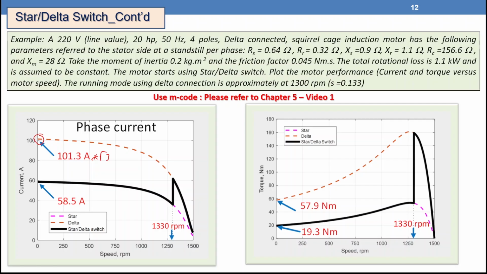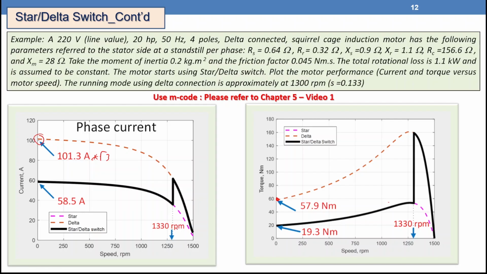Looking at the torque, if we have a delta connected motor, the starting torque is 57.9, we can say roughly 58 Newton meter. But in this case, you have a star connected motor at starting, so the starting torque dropped to 19.3 Newton meter. The ratio between this one and this one is 1 over 3. So you drop the torque by 3 times.